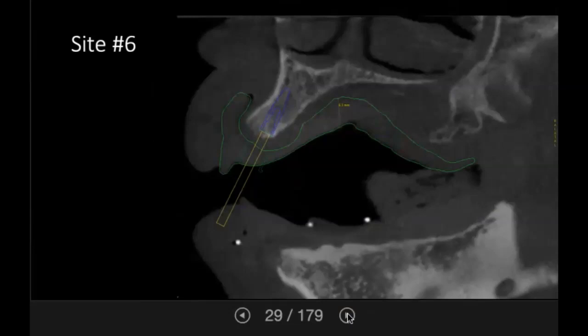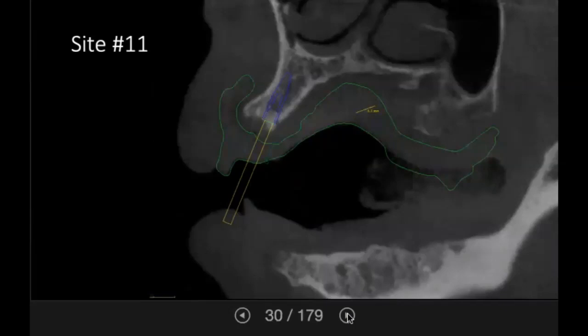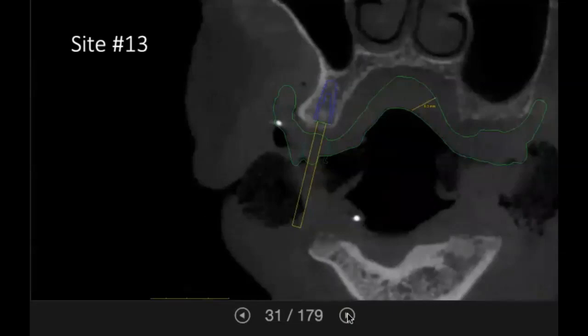Implant number 11 is placed parallel to implant number 6 to allow for a similar path of insertion for the future removable prosthesis. Implant number 13 is placed slightly more palatal due to the morphology of the posterior maxillary bone. Remember, locators do allow for some degree of flexibility with implant angulation.